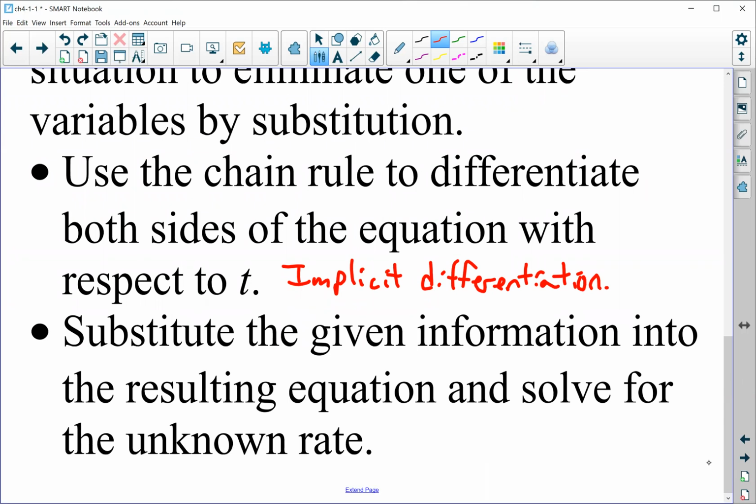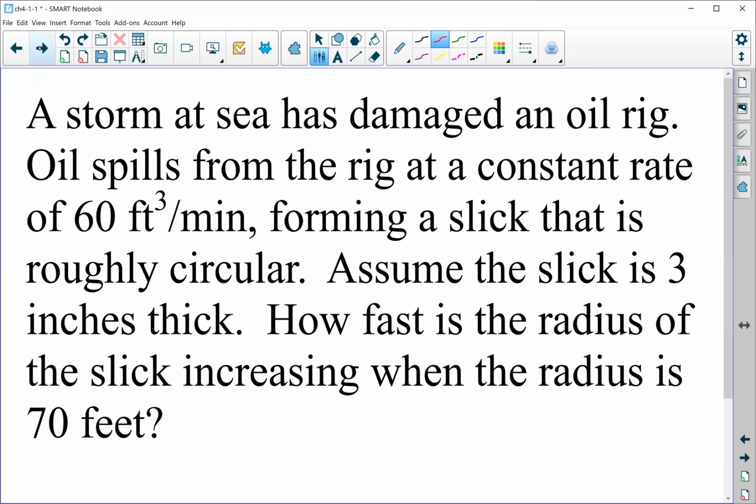Substitute the given information into the resulting equation and then solve for your unknown rate or unknown quantity. All right, so here we go. A storm at sea has damaged an oil rig. Oil spills from the rig at a constant rate of 60 cubic feet per minute, forming a slick that is roughly circular. Assume the slick is 3 inches thick. How fast is the radius of the slick increasing when the radius is 70 feet?